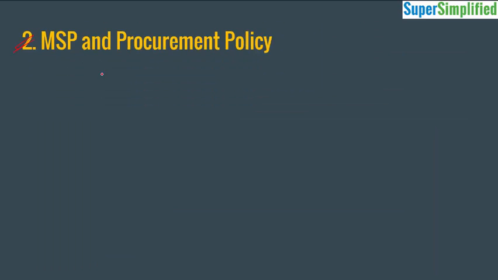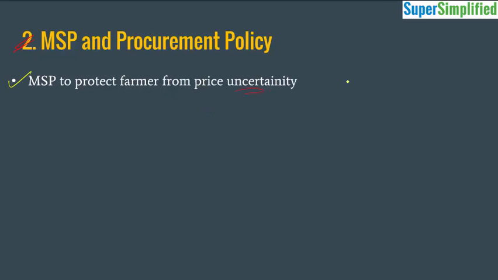Now let's come to the second problem. The second problem is the MSP and procurement policy. Minimum support price was actually introduced in India to protect the farmer interest, because there is a lot of uncertainty in the prices of agricultural commodities. So what government is doing is, whenever the prices of agricultural commodities fall below a certain level, government fixes a minimum support price at which government is ready to buy agricultural produce.